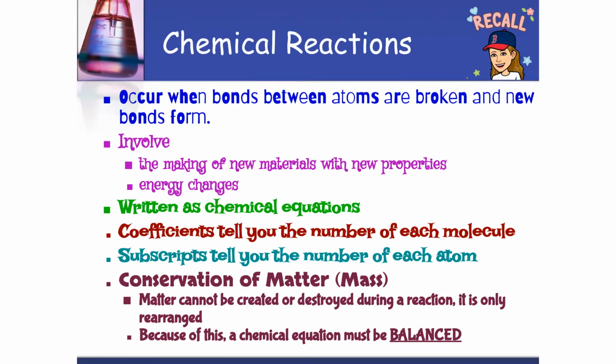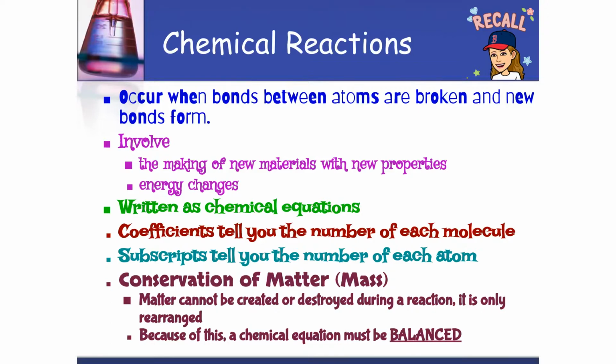So if you recall, chemical reactions occur when bonds between atoms are broken and new bonds form. They involve the making of new materials with new properties and also involve energy changes. They are written as chemical equations. The coefficients tell you the number of each molecule. Subscripts tell you the number of each atom. Conservation of matter, or conservation of mass, is that matter and mass cannot be created or destroyed during a reaction. It can only be rearranged.